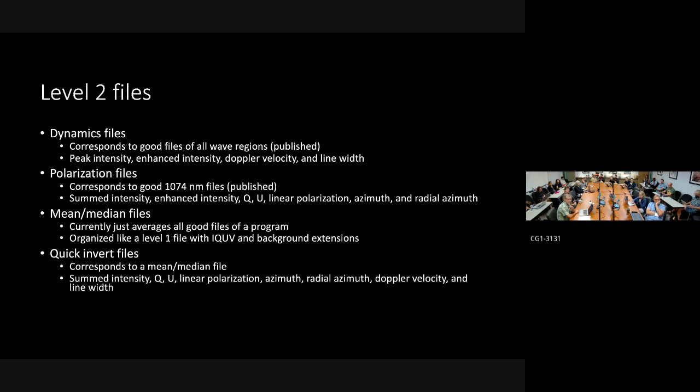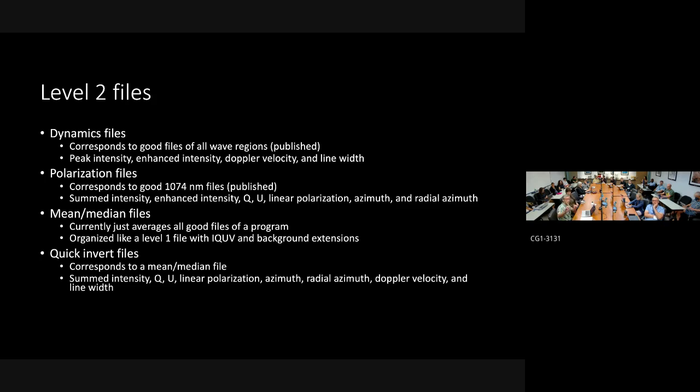And this has some other things in it. It still has an intensity, but this intensity is a summed intensity. So it's the 3 middle wavelengths divided by 2. Okay? COMP had a similar scheme, but calculated in a slightly different way. And then an enhanced intensity, that same enhanced intensity algorithm that we used in the dynamics file applied to the sum intensity. But this is a polarization file, so it also has a Q and a U and a linear polarization. And then also azimuths and radial azimuths, like you saw in Steve's.